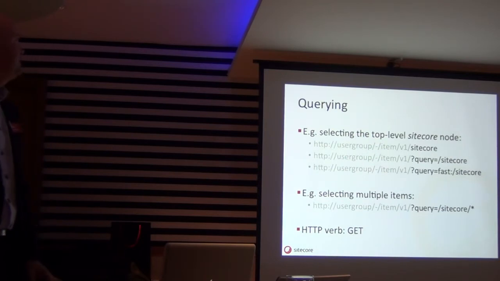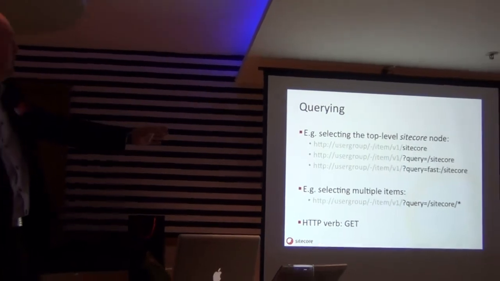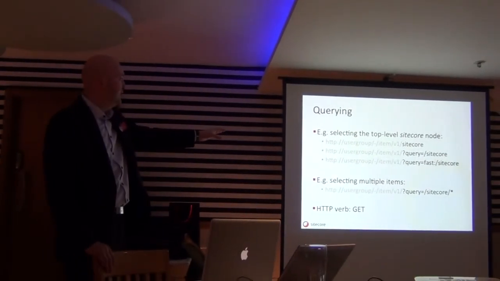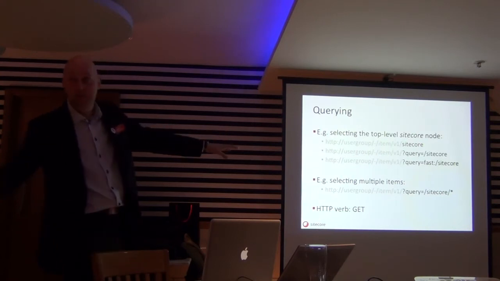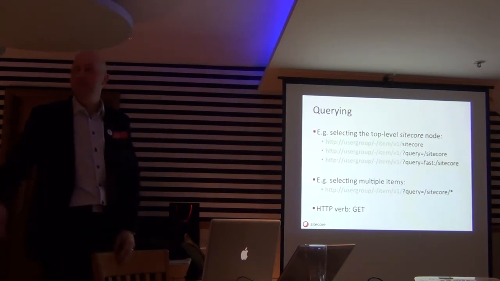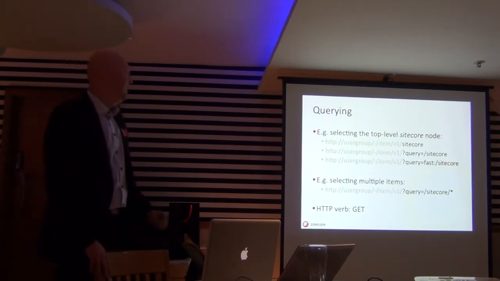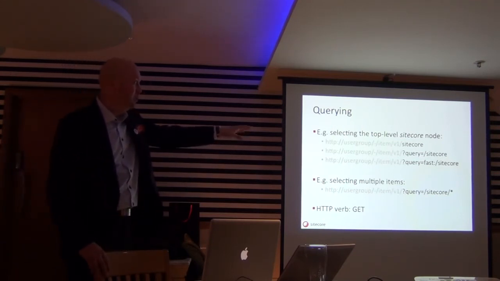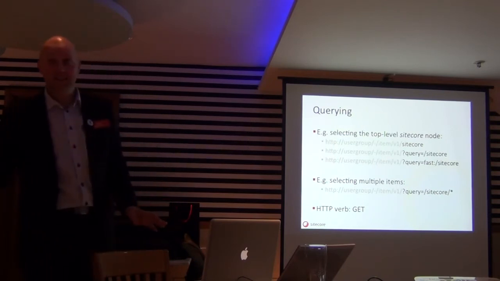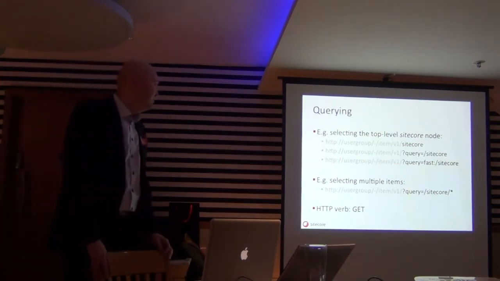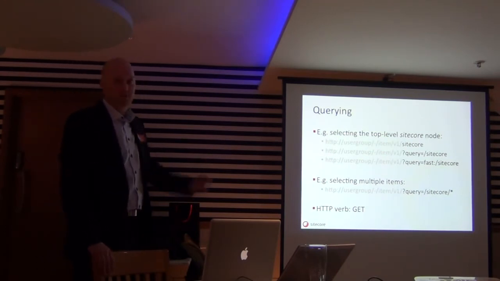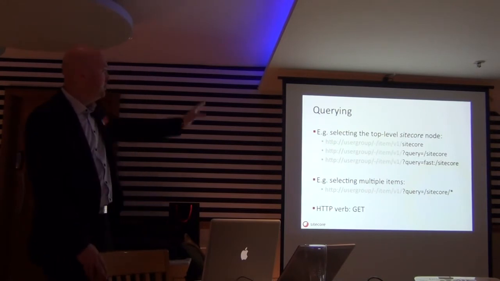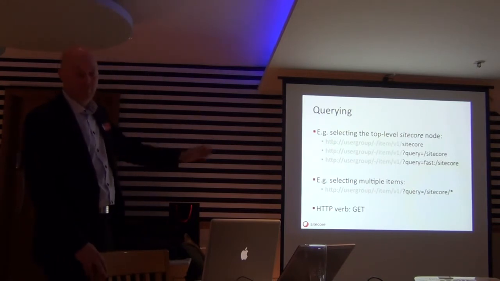So I'll put some examples of how to select items. The first example here will select the Sitecore root item. The next example will select the Sitecore root item, and the third example here will use a Sitecore fast query to select the items. The fourth example is a lot different because that selects all the children of the Sitecore item. And all of these are done with HTTP GET.